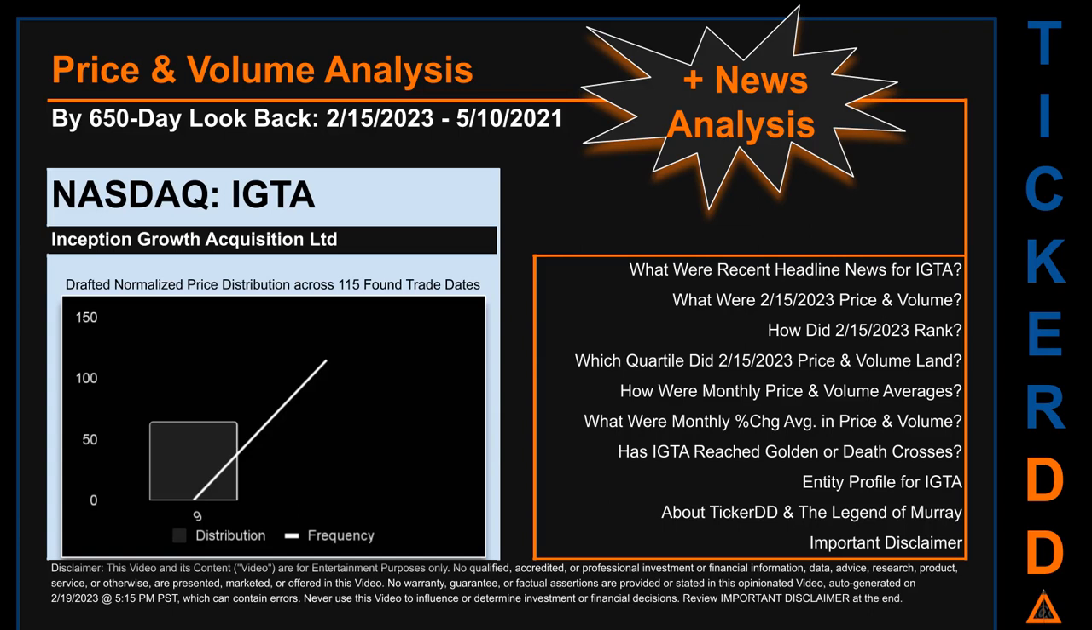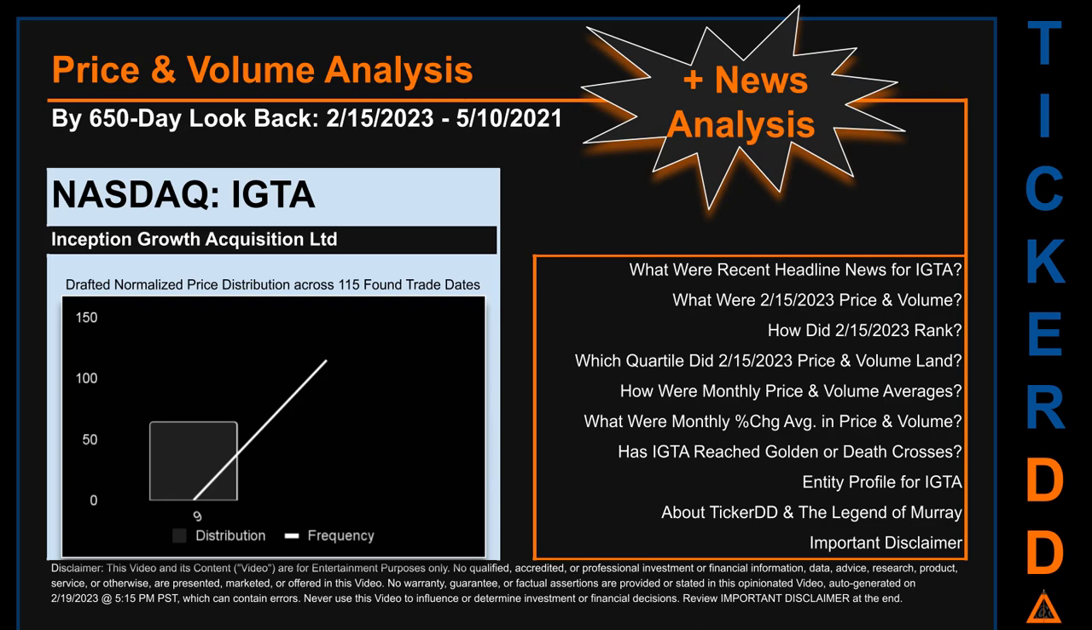The chart shown on this page is our initial attempt at studying the price for IGTA after dynamically normalizing price distribution across those discovered trade dates. The bar chart is the generated distribution and the overlaid line graph, if it is generated, is the frequency of the prices on the x-axis. We will enhance this look through as our AI model progresses in the next iteration.